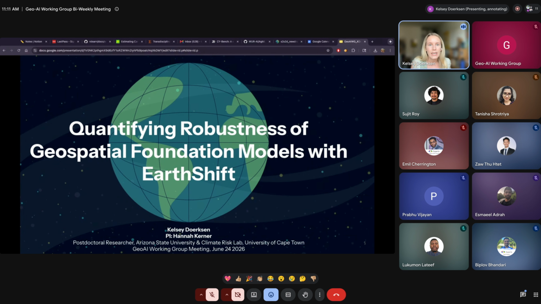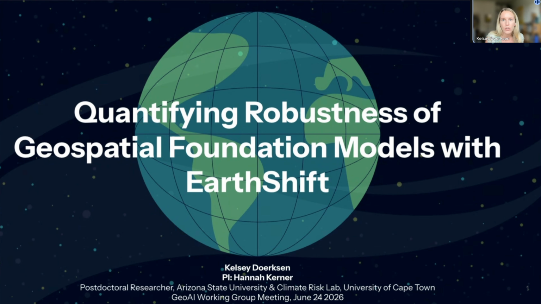My name is Kelsey Doerksen. I just finished my PhD at Oxford in the Autonomous Intelligent Machines and Systems program, which is based in computer science. So my PhD is essentially in geospatial AI. And now I'm a joint postdoc at ASU with Dr. Hannah Kerner and also at the University of Cape Town in the Climate Risk Lab with Dr. Chris Trizzo. So I spend time between the two institutions working on geospatial AI applications to food security, and also fundamental geospatial AI research, which is what EarthShift is a part of.